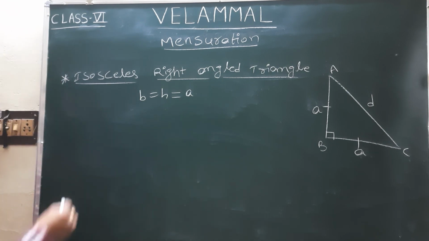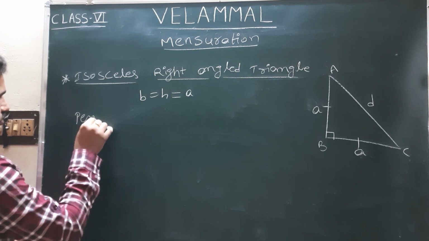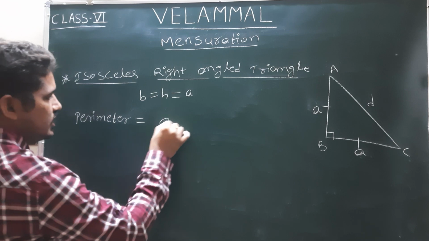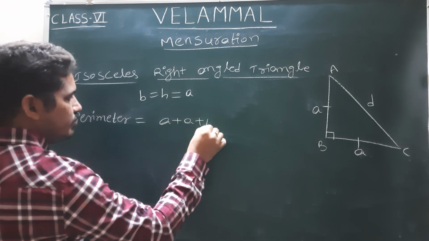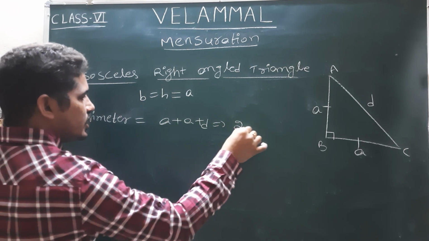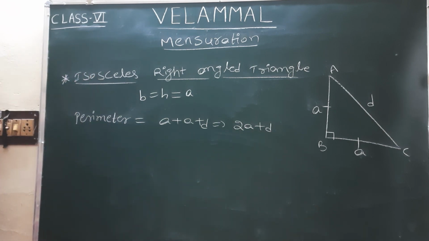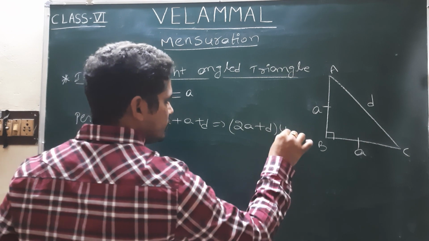So again, the perimeter. If we find the perimeter for this, A plus A plus D, that means 2A plus D, we can say. These are just units only.